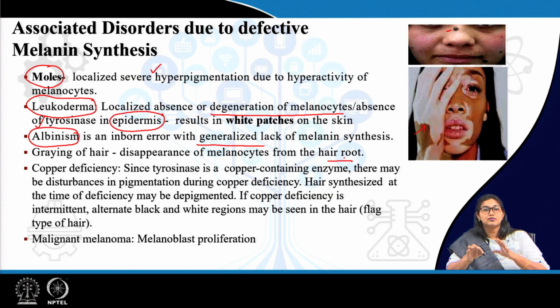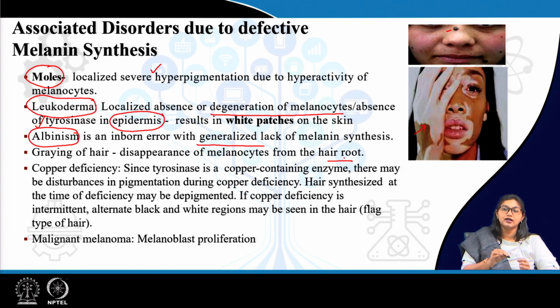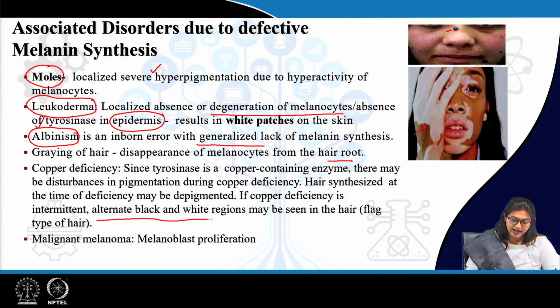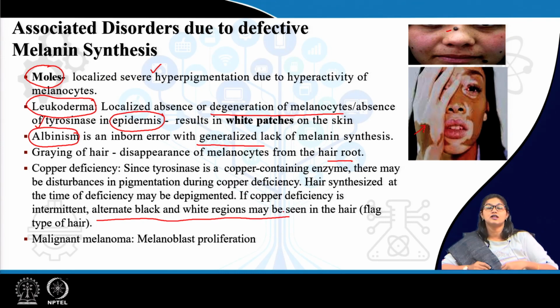Now, assume the condition when there is intermittent deficiency of copper: there is availability of copper, after that there is copper depletion, once again the copper concentration is restored. In those cases what happens? There are alternate black and white regions in the hair, which is known as flag type of hair. Then one malignancy is also associated with melanin synthesis, which is the melanoblast proliferation causing malignant melanoma. So, these are the disorders associated with melanin synthesis.